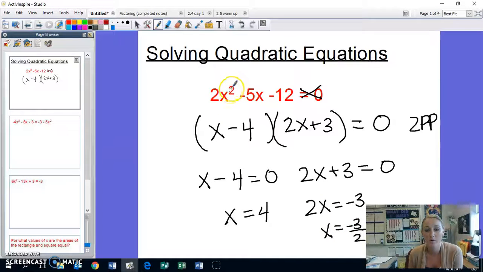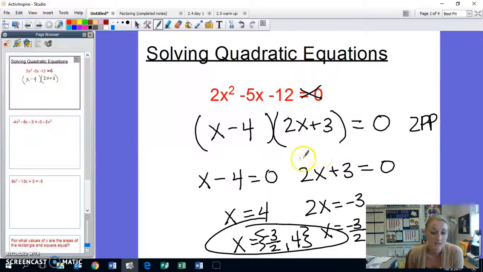Remember, your highest exponent tells you the degree of your expression. In this case, it's a quadratic. It also tells you how many solutions you will have. So your solution set is -3/2 and 4. So really the factoring is the hard work, and then you just have to set each factor equal to 0 to figure out what the x values could be when solving. Okay, so there's example 1.